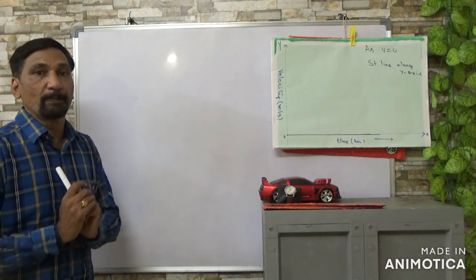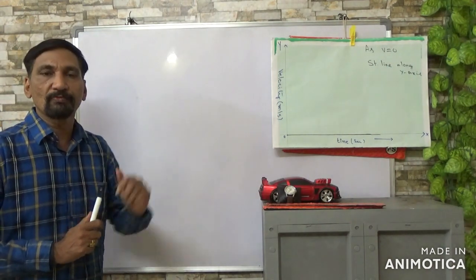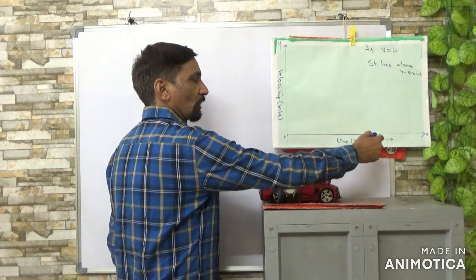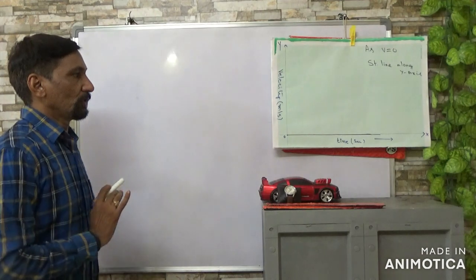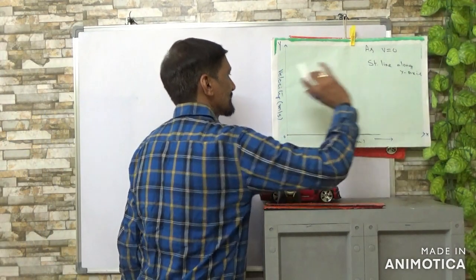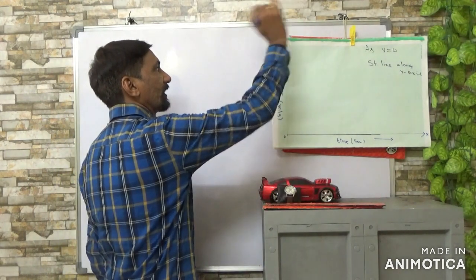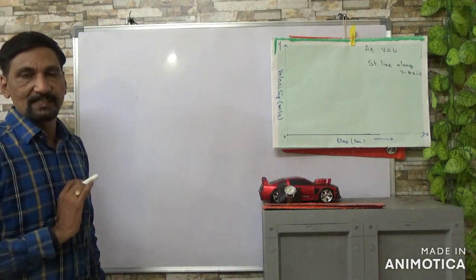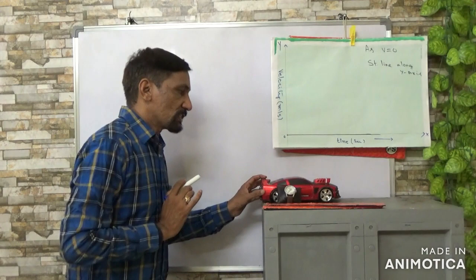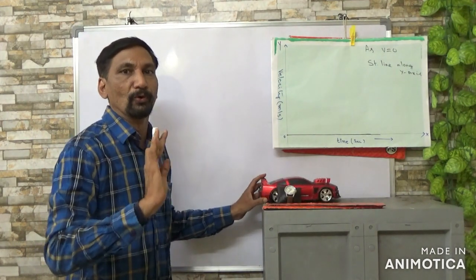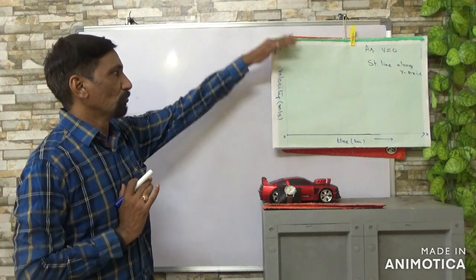So how do you represent this through a graph? Very simple. The physical quantity time, you are taking it on x-axis. Velocity, you are taking it on y-axis. Is there any change in the position of the car before or after 1 hour? No. That means there is no movement.